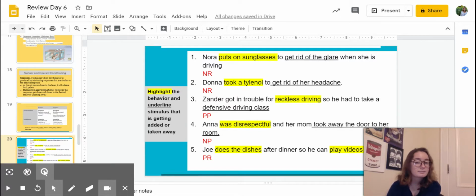And then finally, Joe does the dishes after dinner so he can play video games. The behavior is doing the dishes. And what's getting added as a result of this behavior is playing video games. He's getting that added to the equation. Now he can play his video games. It's something good. It's reinforcing it. Positive reinforcement.